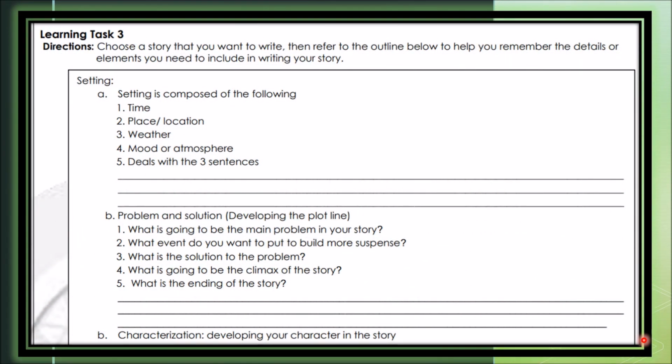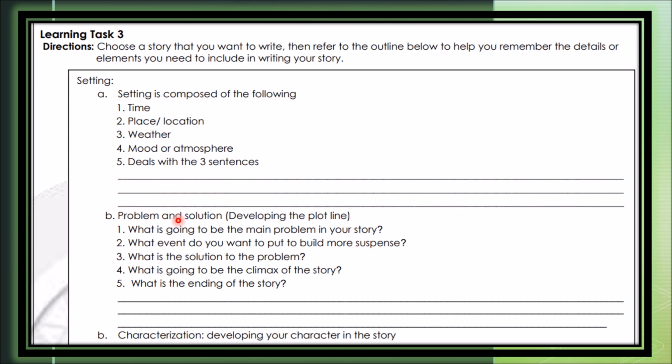For learning task 3, you're going to choose the story that you want to write, then refer to the outline below to help you remember the details and elements you need to include in writing your story. So, what will you do now? This is your time to write, okay? For the setting: time, place, location, the weather, mood, and atmosphere, in 3 sentences.